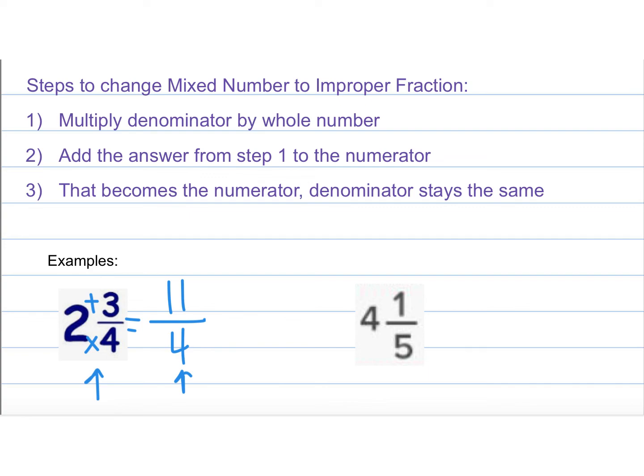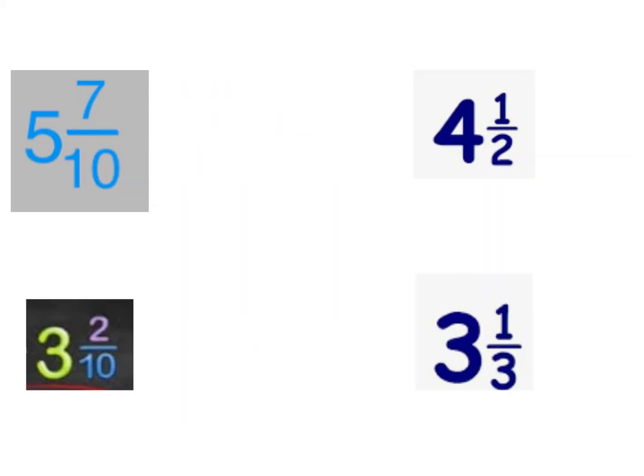4 1/5. So we start by multiplying the denominator by the whole number. 5 times 4 is 20. Plus 1, so 20 plus 1 is 21. Keep the denominator as 5. Again, pause, try these on your own, and then come back to check to see if you did them correctly.